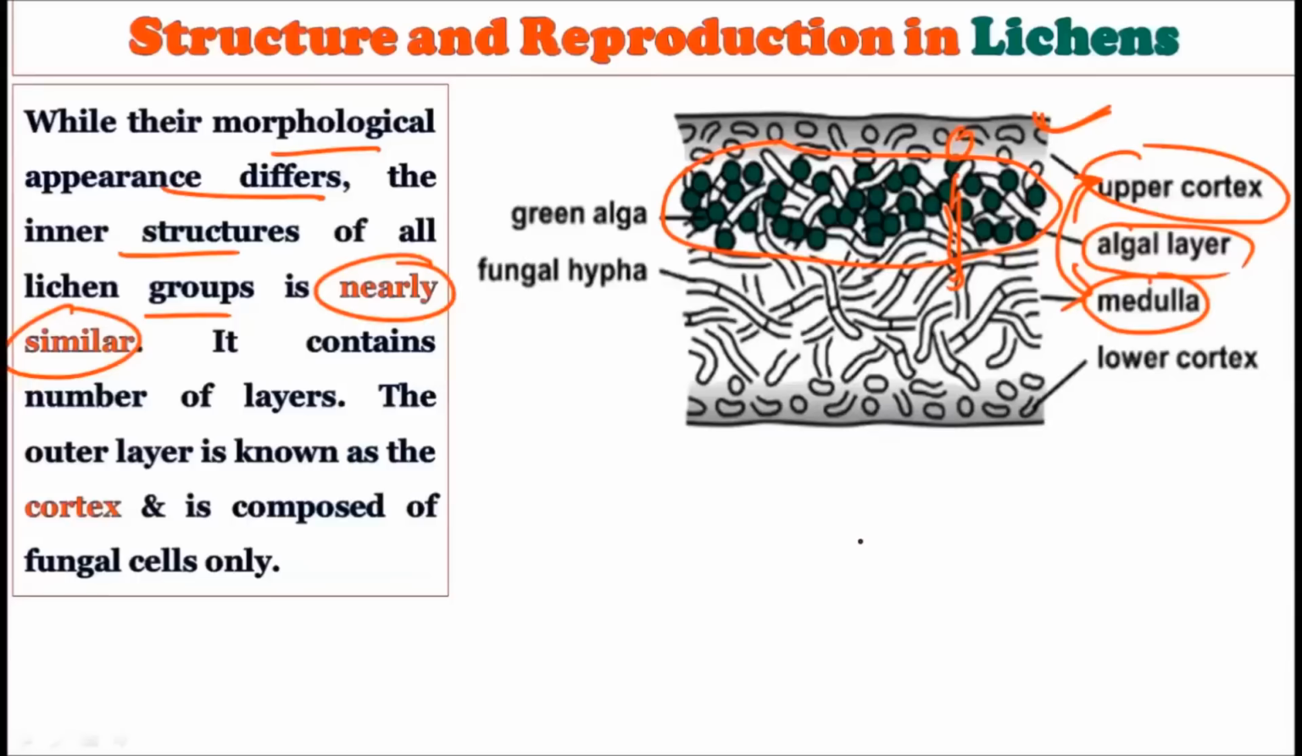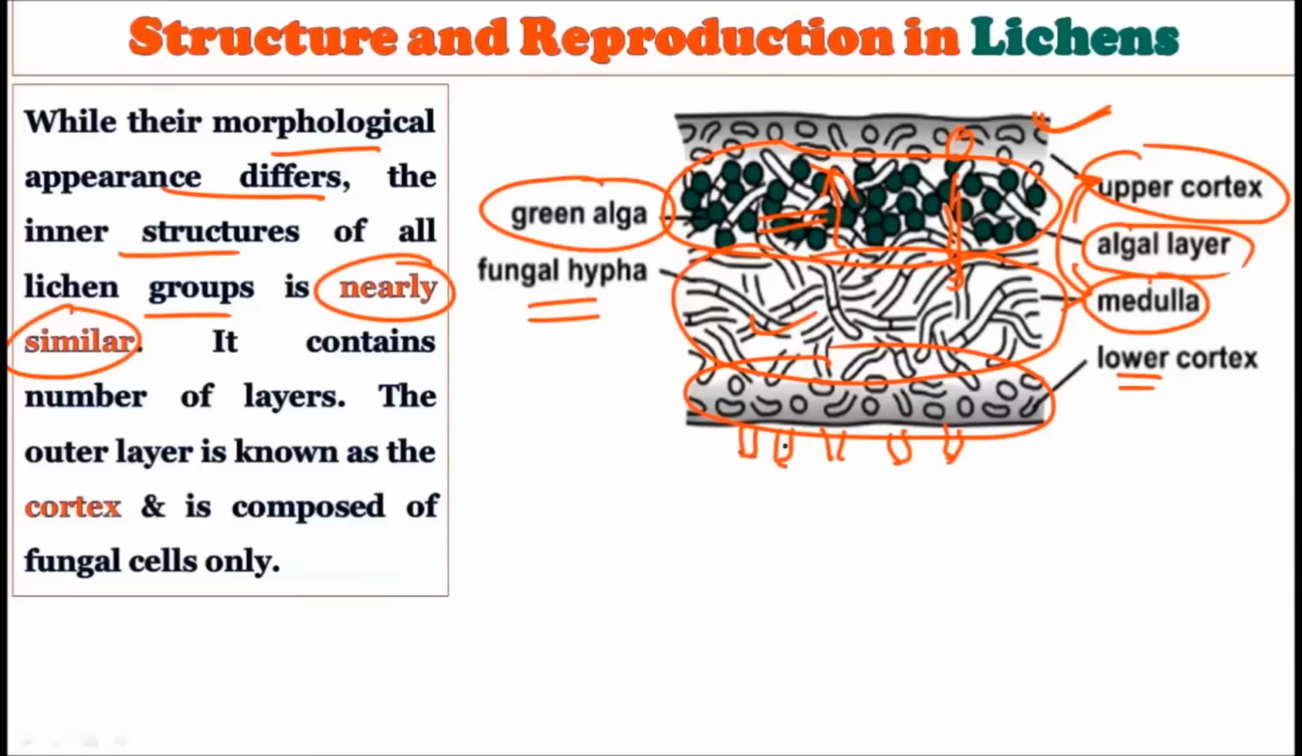So the first layer is the upper cortex, then we have the algal layer, and below we have the medulla. The medulla is connected with the upper cortex, and at this particular junction we find the green alga which can photosynthesize. And this is the fungal hyphae, and then we have the lower cortex, and sometimes from this lower cortex the rhizinae come out to attach themselves to the substratum.